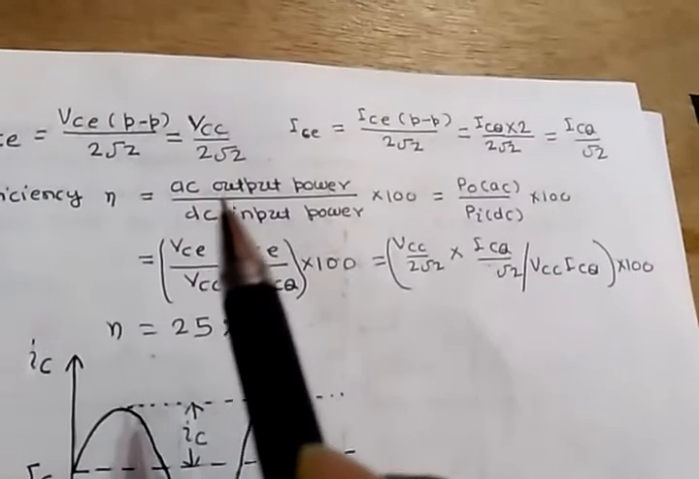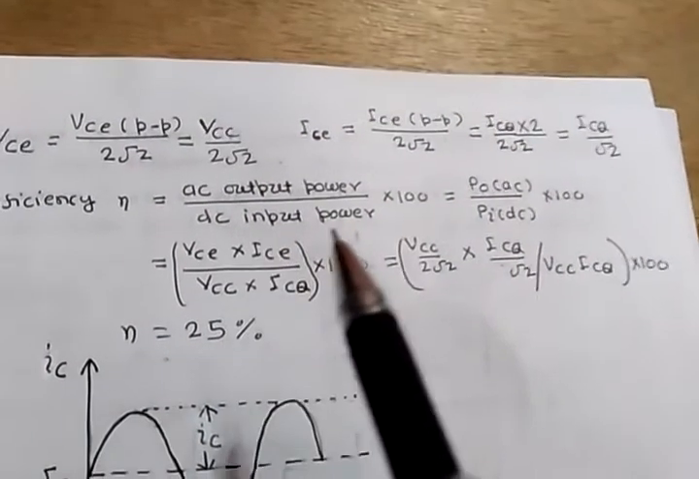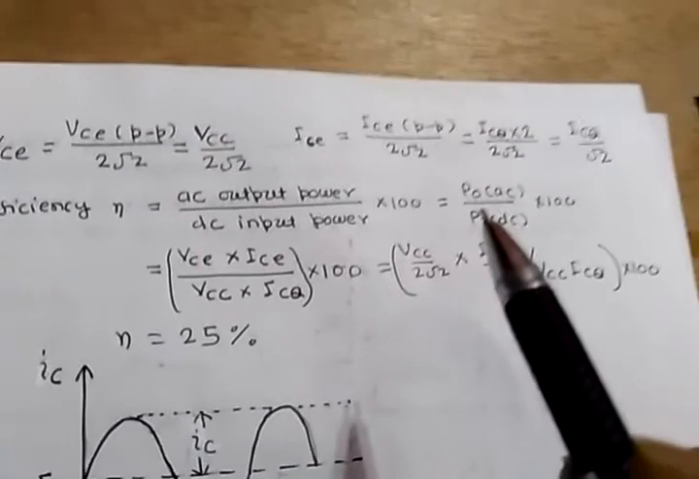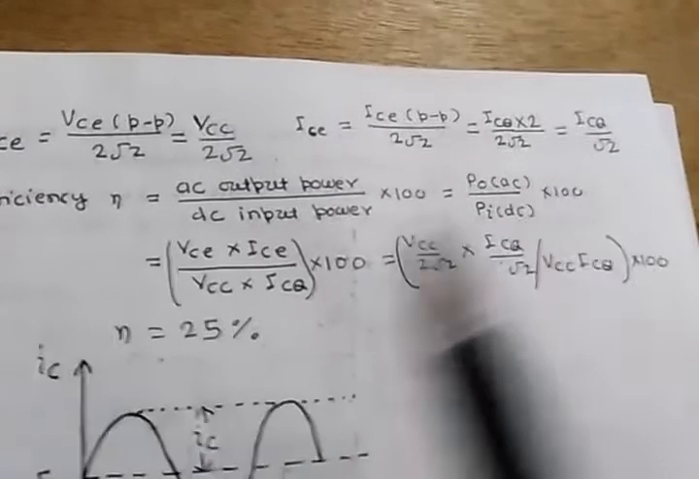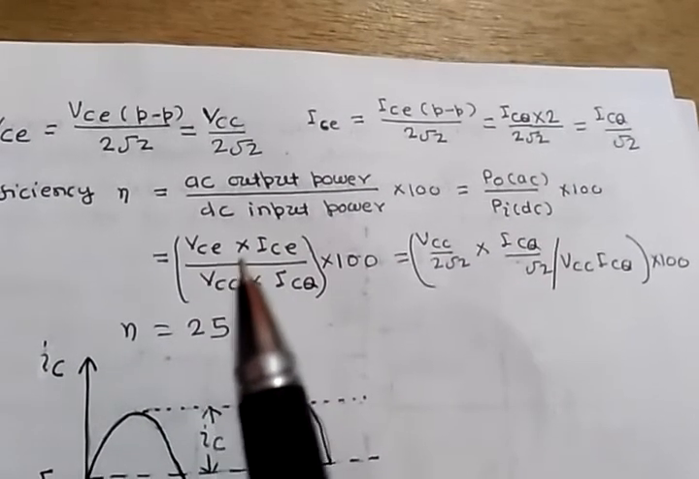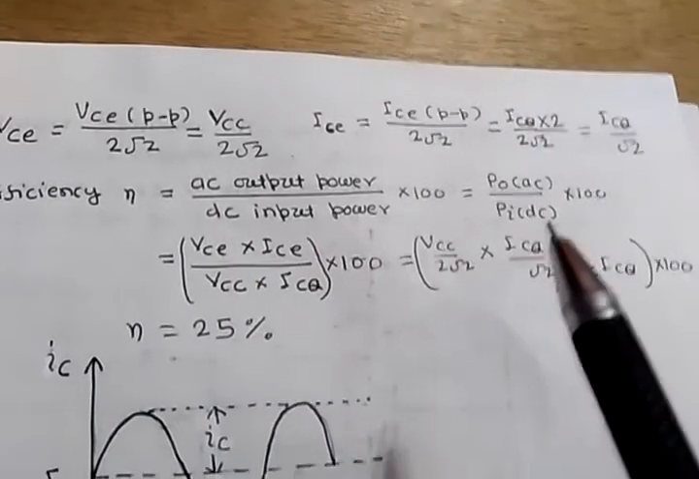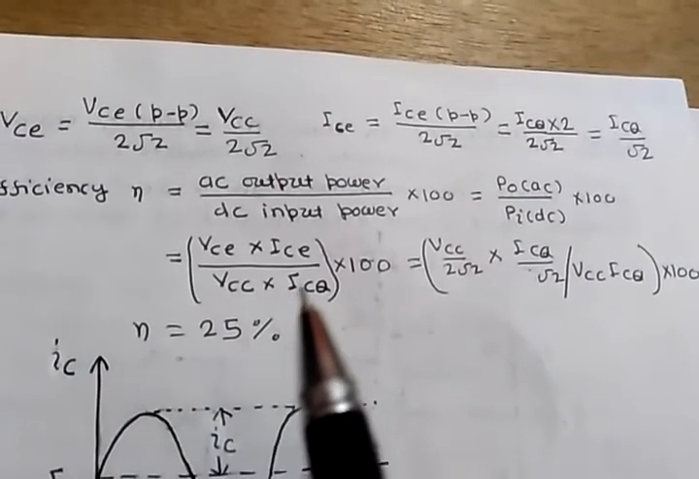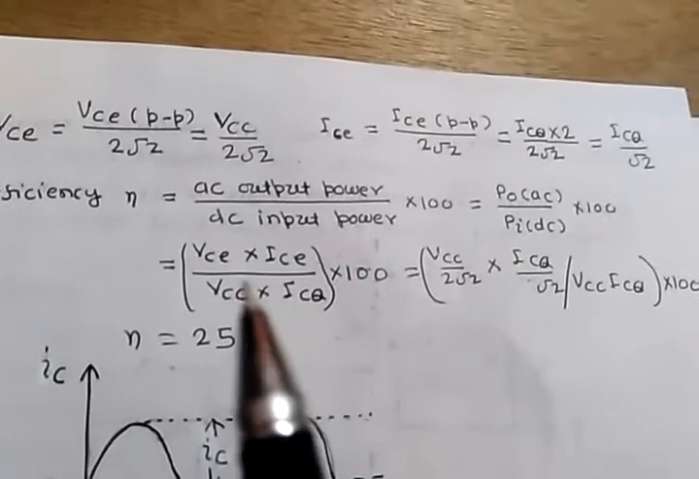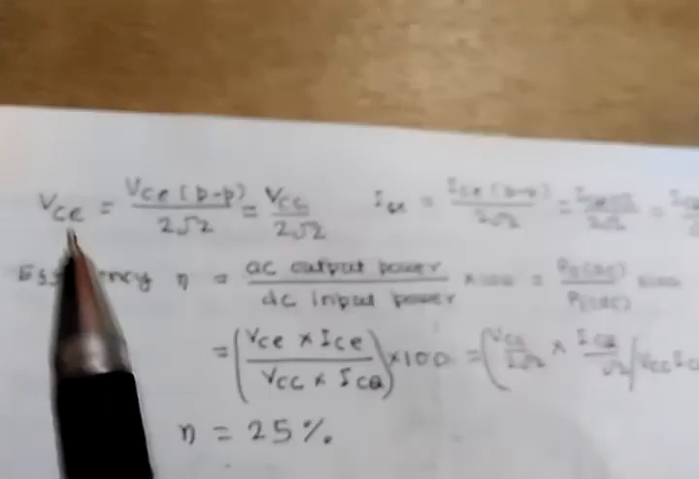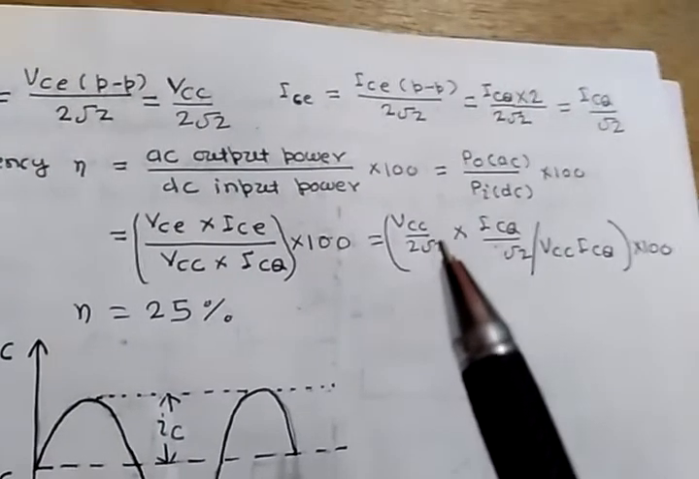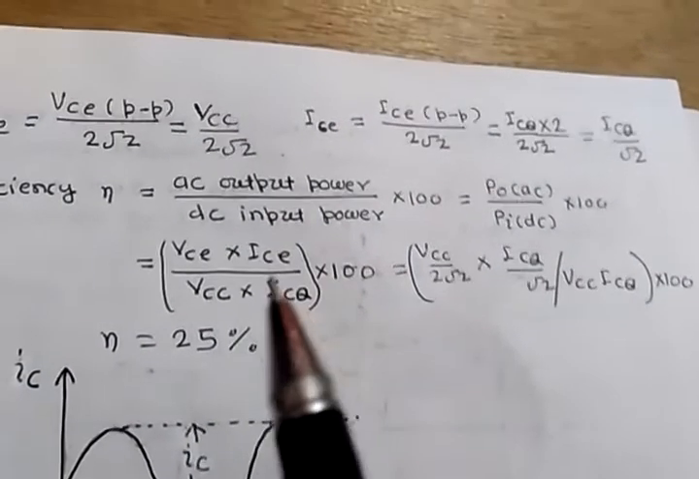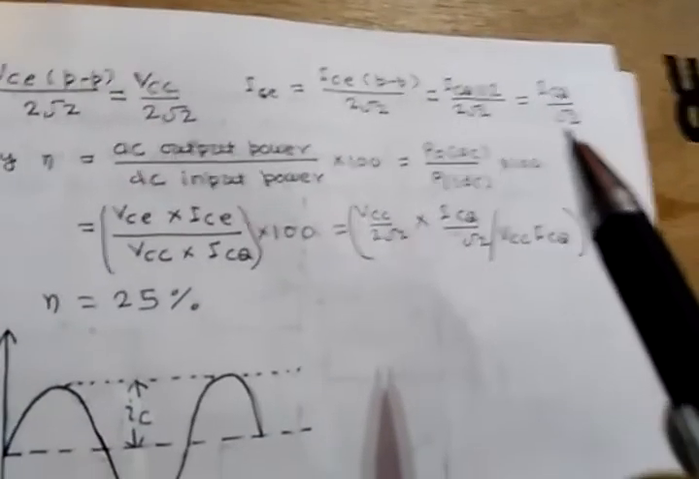Efficiency equals AC output power upon DC input power into 100, POAC upon PIDC into 100. POAC we can write as VCE into ICE, and PIDC as VCC into ICQ. Now in place of VCE write the value which we have just calculated: VCE equals VCC upon 2 root 2, and ICE equals ICQ upon root 2.